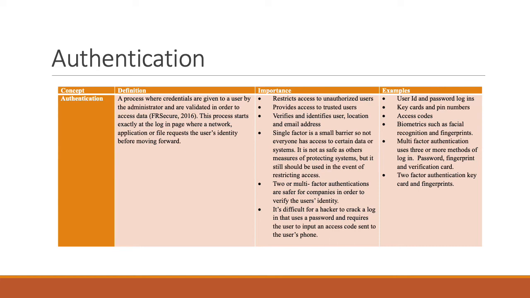Examples of authentication can be user ID, password, key cards, PIN numbers, access codes, and biometrics such as facial recognition and fingerprints. Multi-factor authentication uses two or more methods of login, and two-factor authentication could be a card and a fingerprint.